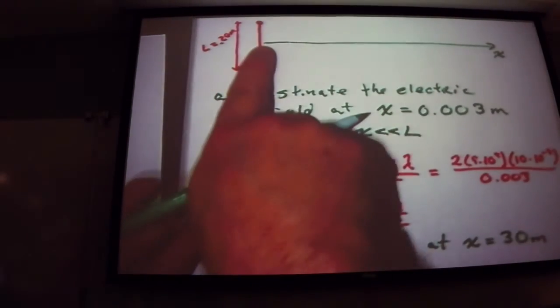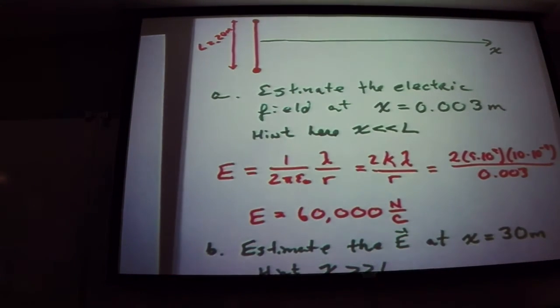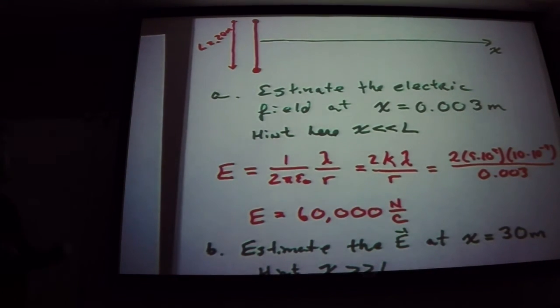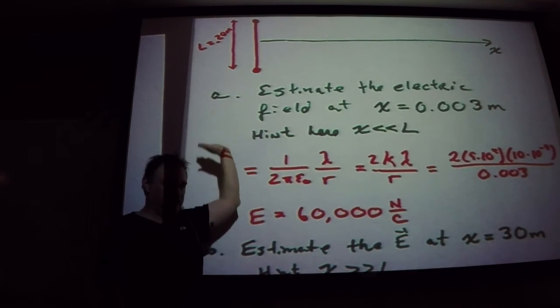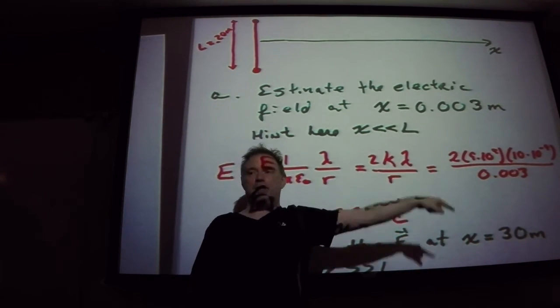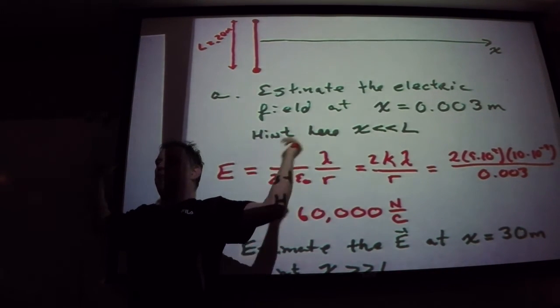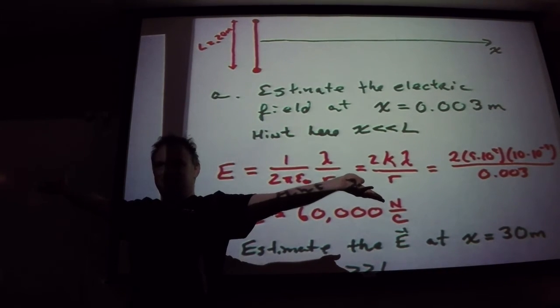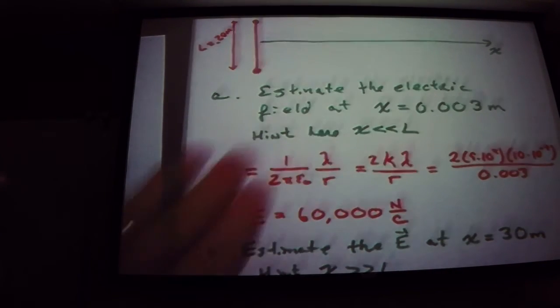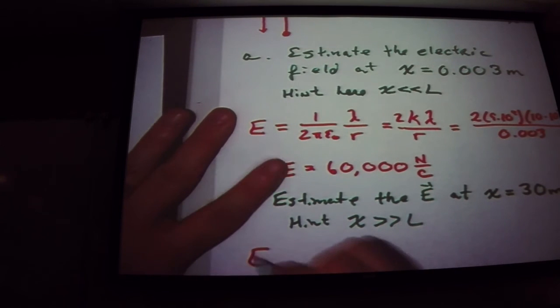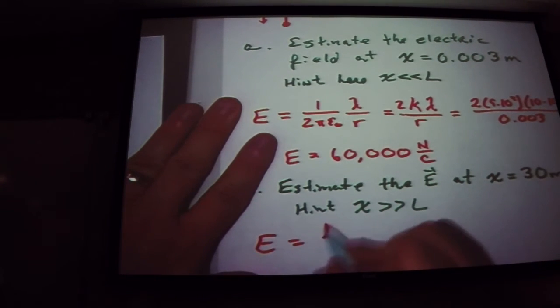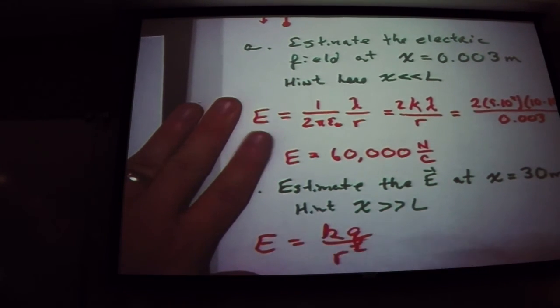If I get really close to this thing, and this is what I want you to be able to do, visualize stuff like this, it looks like an infinite line. If I get really far away from it, what does it look like? A point charge. E equals KQ over R squared. There you go. That's what it's going to look like.